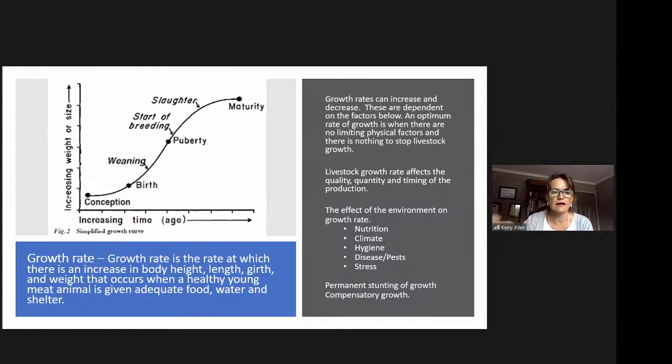But if they don't get enough of those, then you will find your growth rate decreases, and then you can go into negative and the animals are not putting on weight. You can also have permanent stunting, which means they don't grow very well. And then you can have compensatory growth where they grow really fast and then stop growing. So those last two you probably don't need to worry about too much. You're just going to need to talk about whether they're increasing or decreasing or whether they've got a static growth rate.